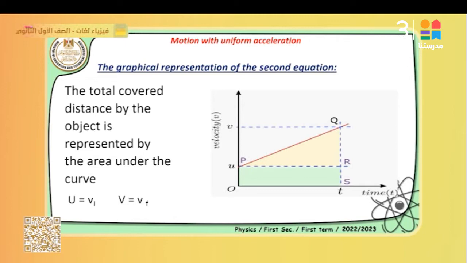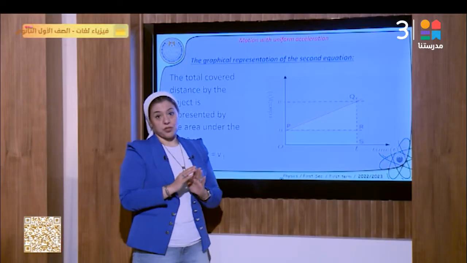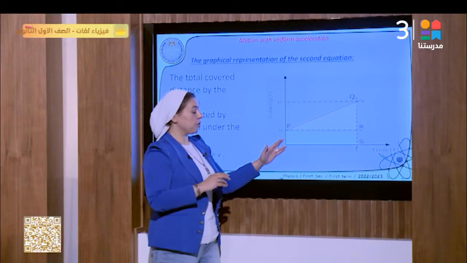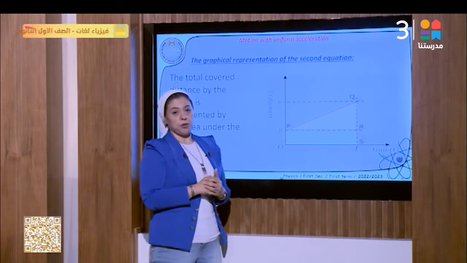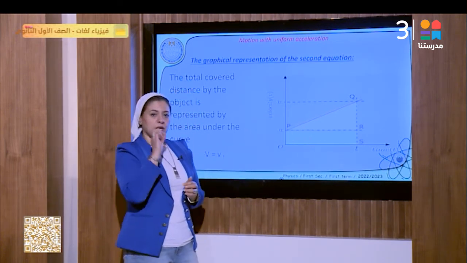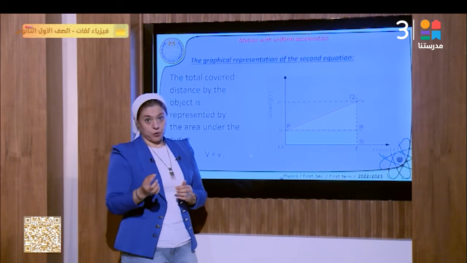Why is this a straight line? Because the object moves with uniform or a constant acceleration. So anything constant or uniform is always expressed by a straight line. It doesn't always start from the original point, from the zero. It can start from the original point when the initial value equals 0.